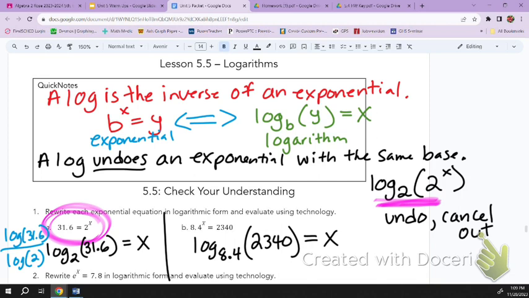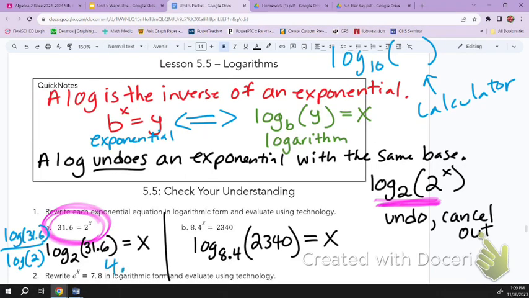On your calculators, you all have a log button. But the log button is always base 10. So right now, try it on your calculator. Do log of 31.6 divided by the log of 2. And then I'm going to show you on Desmos too.